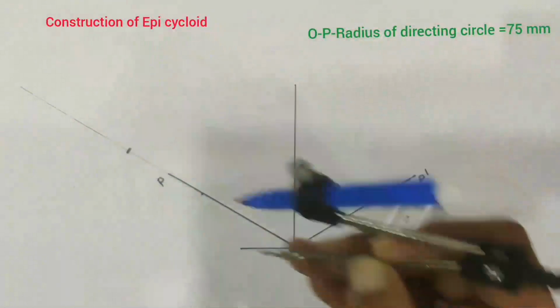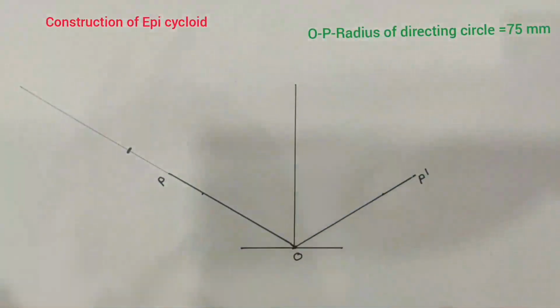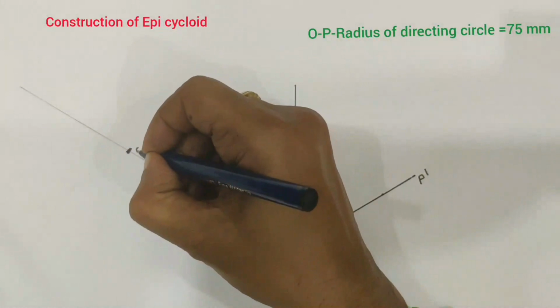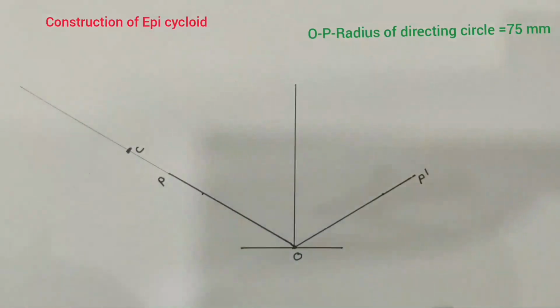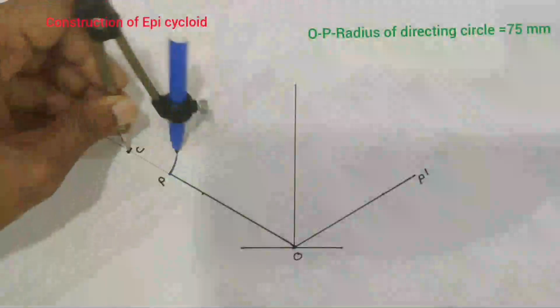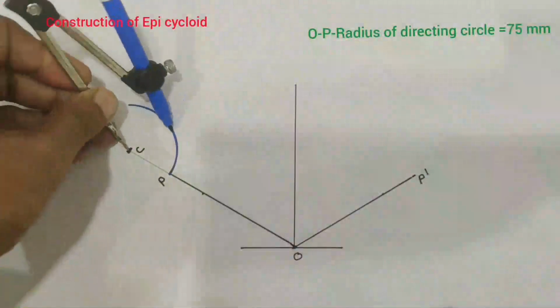Draw an arc on the extended portion of OP line. Name this point as C. Now C as a center, CP as radius, draw one circle.